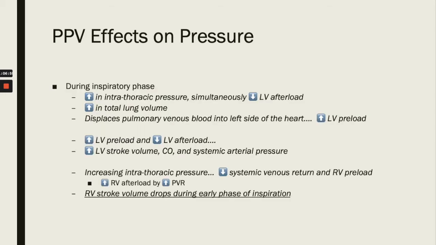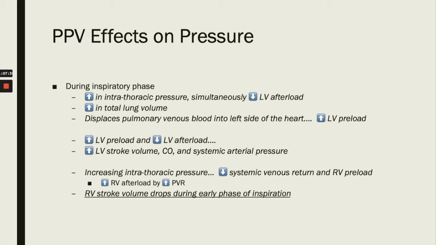Okay, so positive pressure ventilation effects on pressure. During the inspiratory phase, we have an increase in intrathoracic pressure, which simultaneously decreases left ventricular afterload, along with an increase in total lung volume. This displaces pulmonary venous blood into the left side of the heart, which increases left ventricular preload. As left ventricular preload increases and left ventricular afterload decreases, we have an increase in left ventricular stroke volume, cardiac output, and systemic arterial pressure.